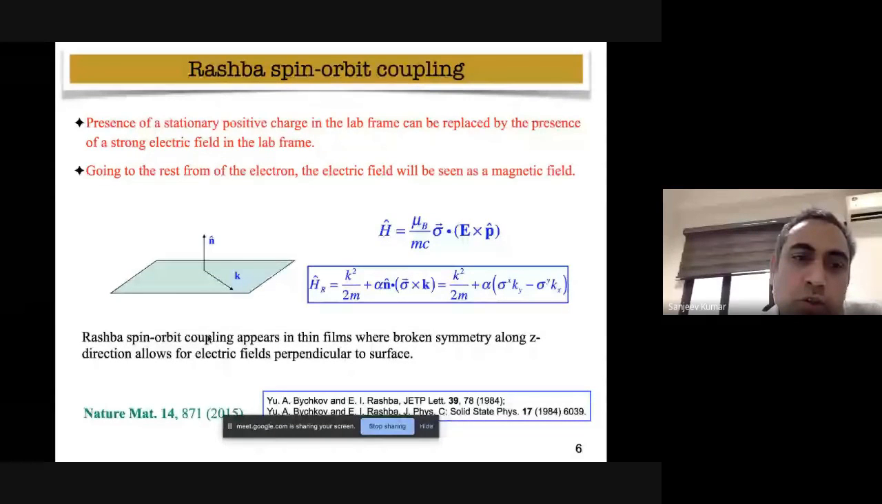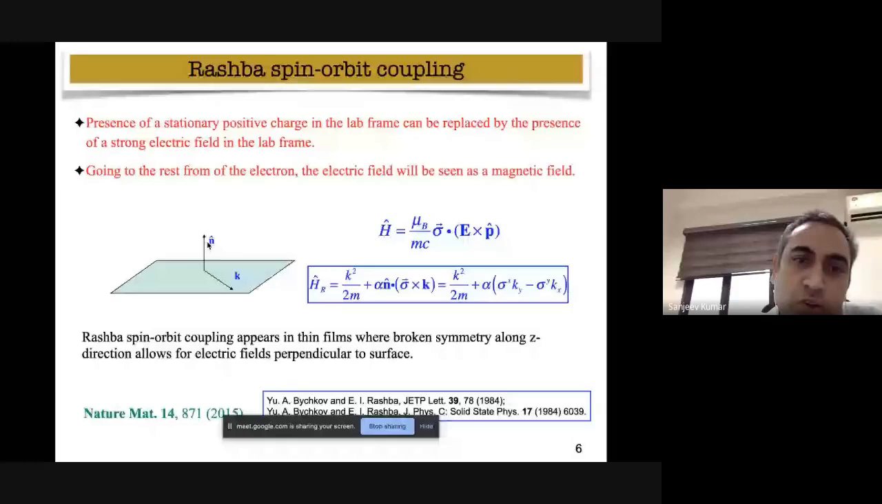So you need to basically break the inversion symmetry along some direction in your sample. For example, this Rashba coupling becomes very relevant at the interfaces between materials, or in thin film materials, or on the surfaces and so on. The reason being that on the surfaces or on the interfaces, there is a certain direction in which the symmetry is naturally broken. The environment looks different on the two sides, and this breaking of the inversion symmetry allows, via symmetry arguments, for the presence of an electric field.